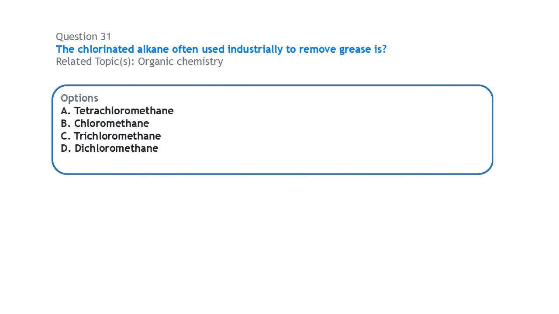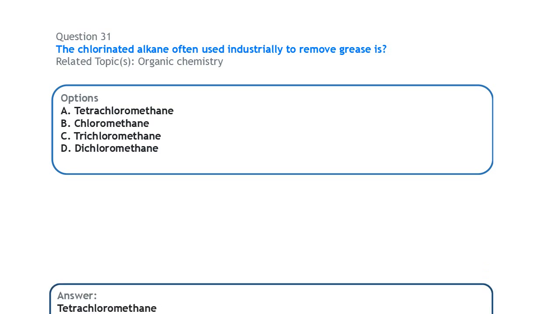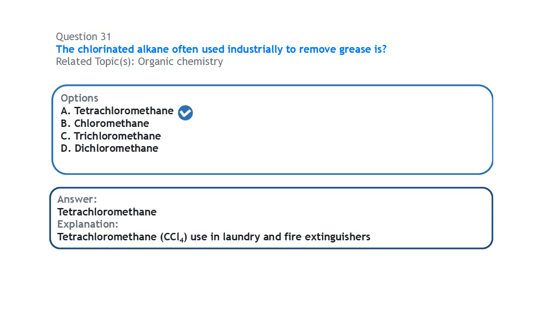Next, also on organic chemistry, the chlorinated alkane often used industrially to remove grease is tetrachloromethane. It is used in laundry. It is also used in fire extinguishers as well. So they use it in laundry to remove grease stains.